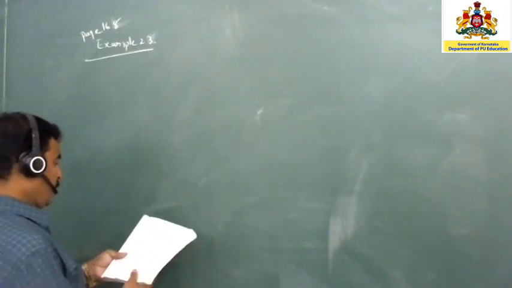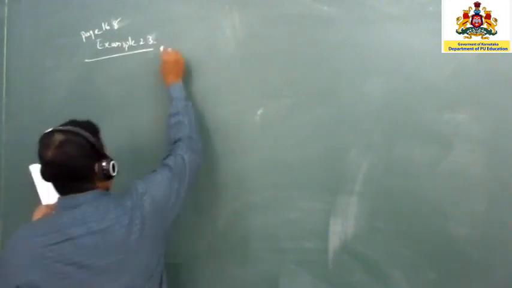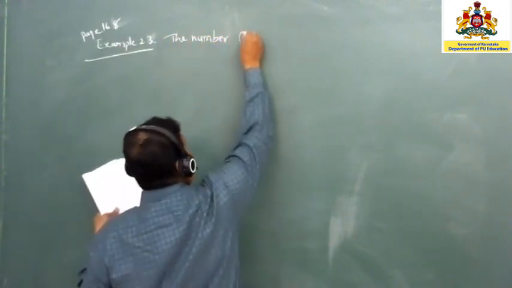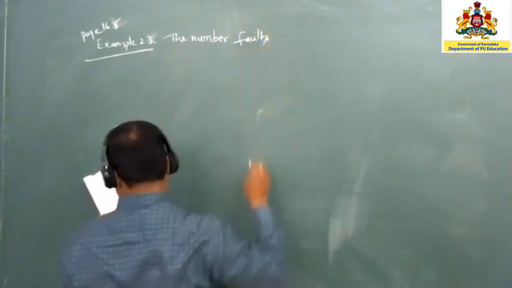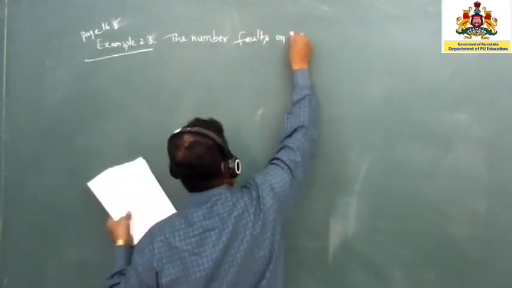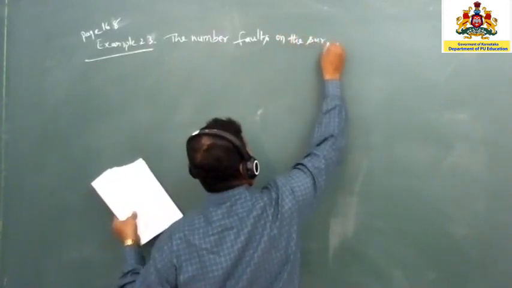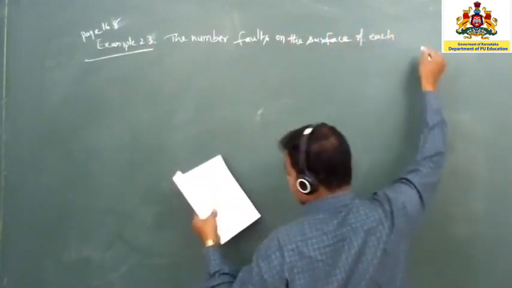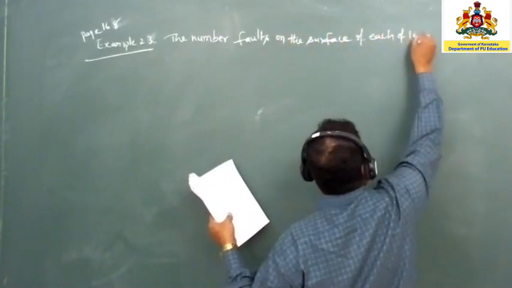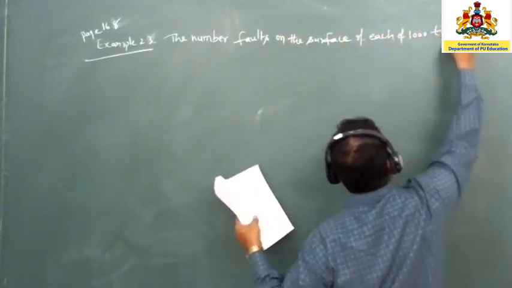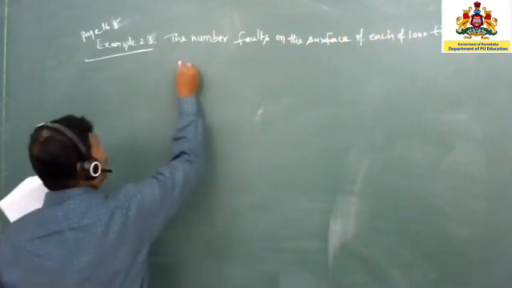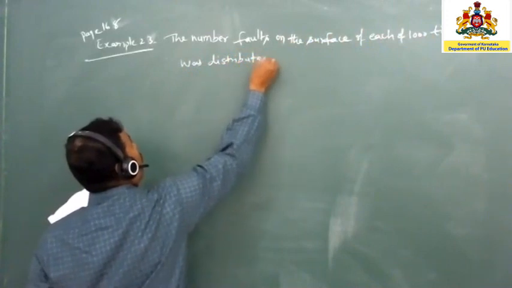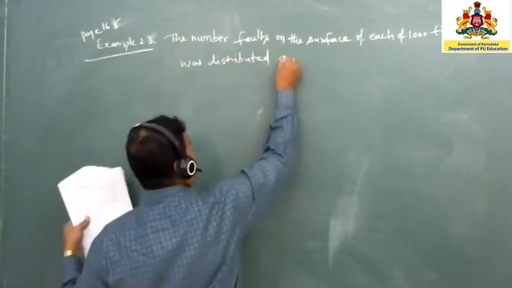Now example 23: the number of faults on the surface of each of 1000 tiles was distributed as follows.